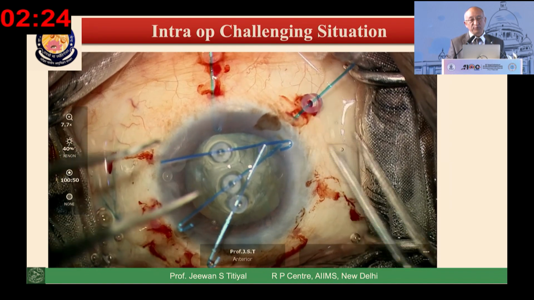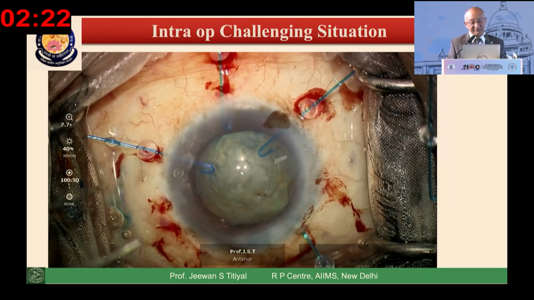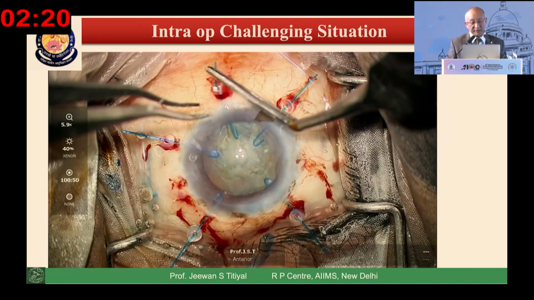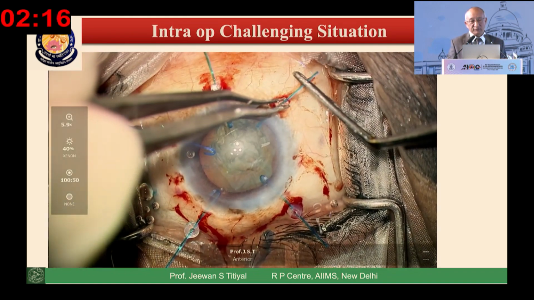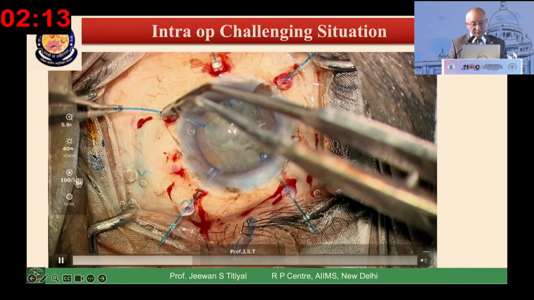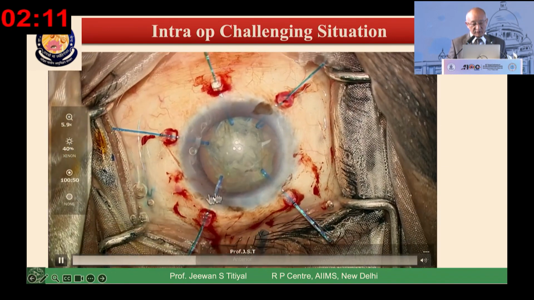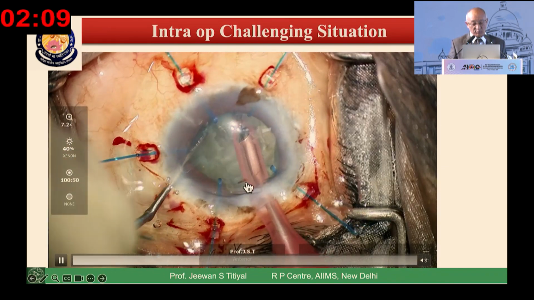I prefer to put hooks there to stabilize the capsular bag, and normally around 4 or 5 hooks will, because this is an entire loose bag. Just putting 2 hooks may not suffice. So I have a stronger hold here and stronger. These are 2 axes where you're going to have more hold.